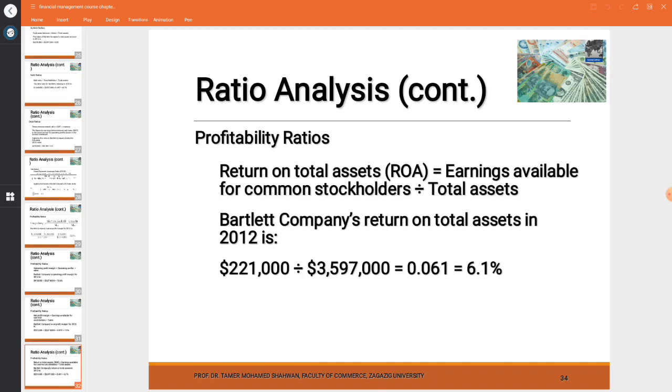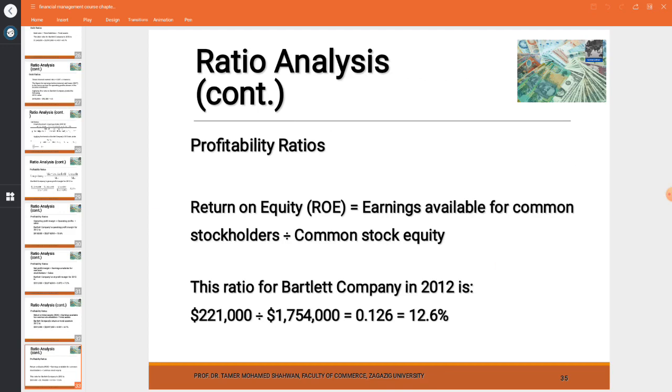What does it mean? This ratio is very important because it tells you exactly how much profit you are expected to have if you are investing £1 or $1 in the assets of this firm. For instance, if I invest $1 in the assets of this firm, I'm expected to have a net profit of 6.1%, 6 cents. For each dollar invested in this firm's assets, I'm going to have 6 cents as profit, a net profit of my investment in this firm.